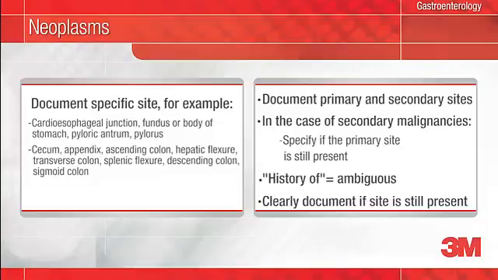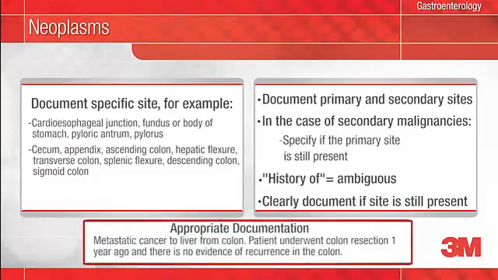For example, appropriate documentation of a malignancy would be metastatic cancer to liver from colon. Patient underwent colon resection 1 year ago and there is no evidence of recurrence in the colon. This documentation clearly identifies the primary and secondary sites and states the primary site is no longer present, all of which are factors considered in code assignment.